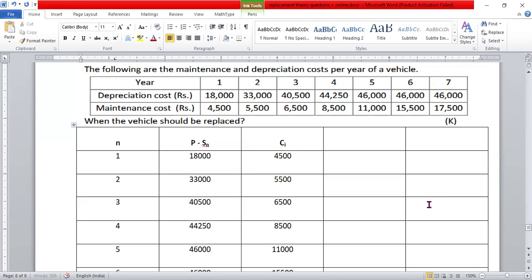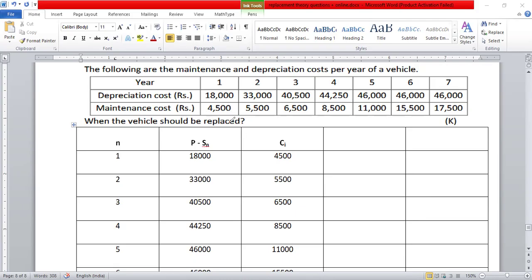Depreciation cost, directly given: 18,000, 33,000, 40,500, 44,250, and the last 3 years 46,000, 46,000, 46,000.